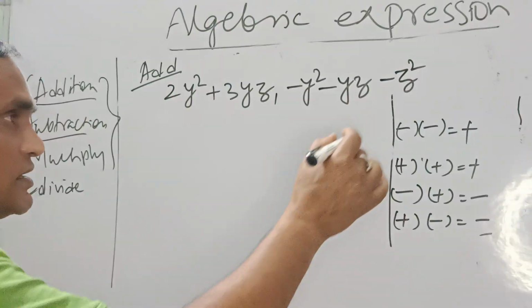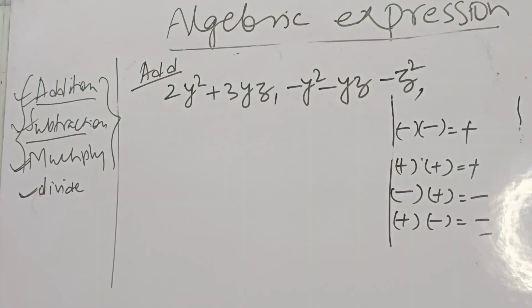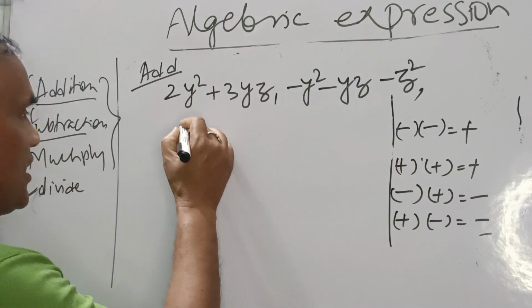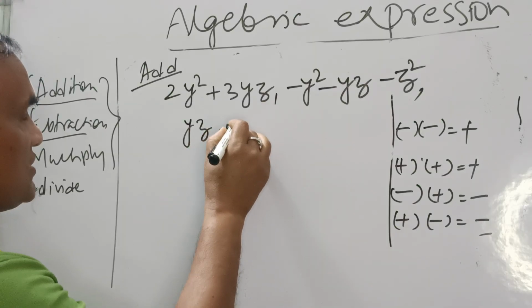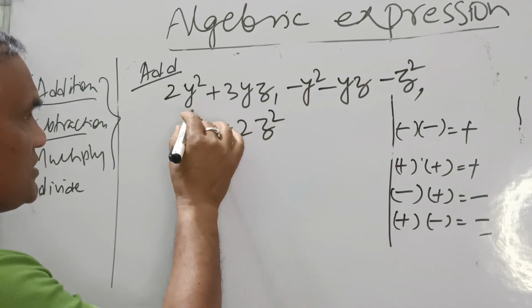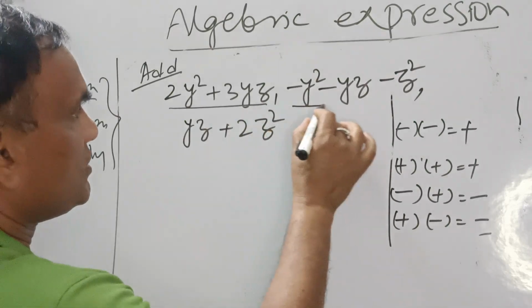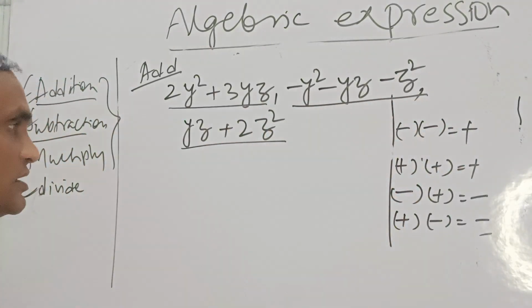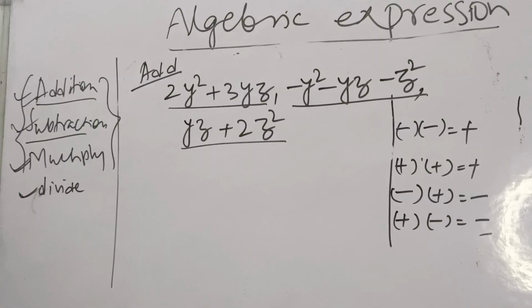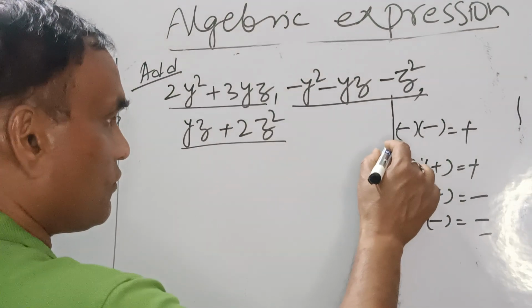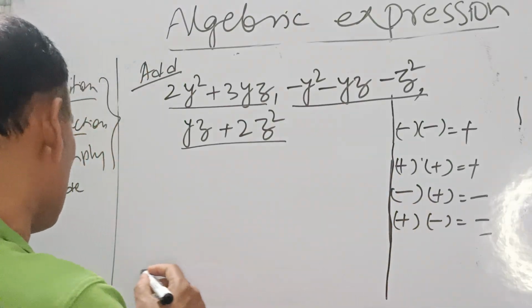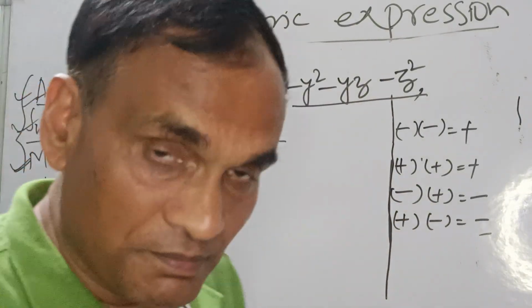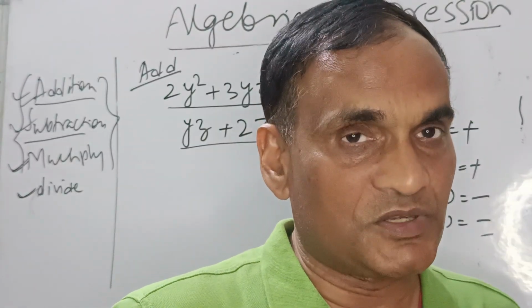Another term that we have is yz plus 2z square. These three terms we have to add, first, second and third. All three terms, gentlemen, are to be added. So how can you solve this with the column method? This is going to be very interesting.